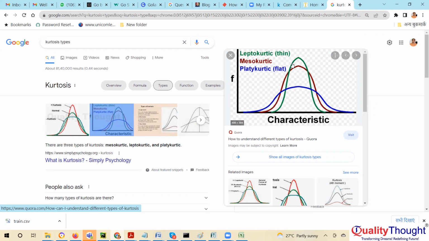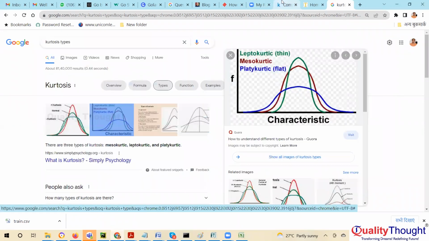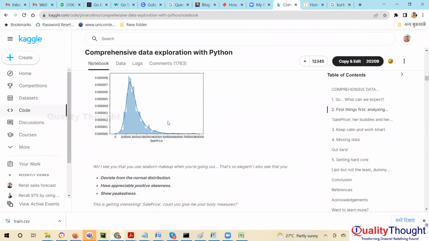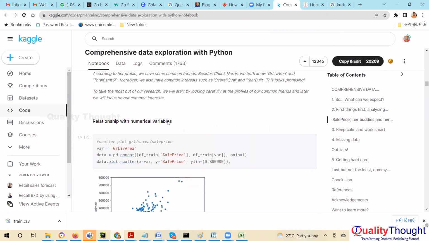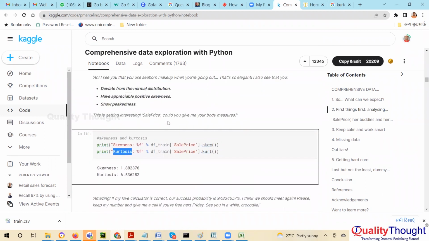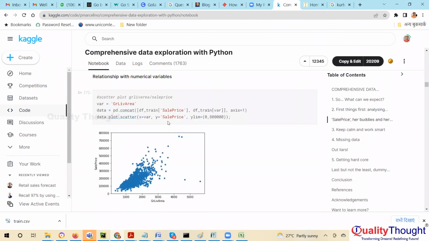So in our case, tell me, which one is it? Lepto, meso, platy. It is here only, right? Green is lepto. In this one, what kind of curve is this? It is platykurtic, yes. So that is about the distribution graph. Everybody with me? Yes, sir.